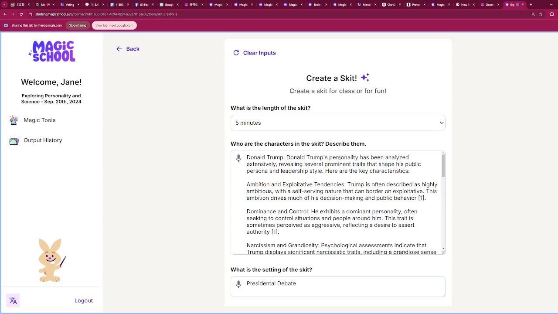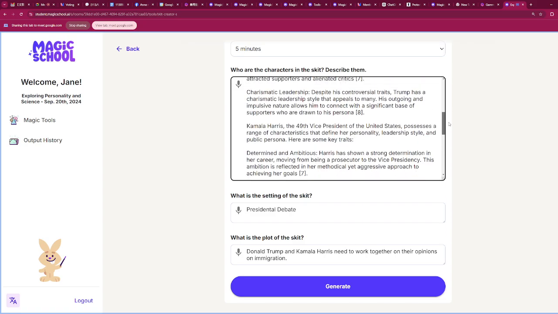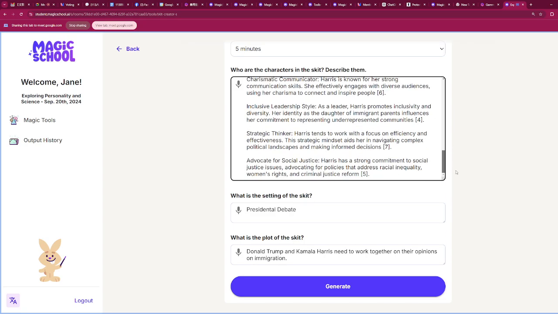right here, Donald Trump's personality has been analyzed extensively, revealing several prominent traits that shape his public persona and leadership style. Here are the characteristics, and so I copied and pasted Donald Trump's characteristics and set it as this, and you need to have a setting for the skit: presidential debate. What is the plot of the skit? Donald Trump and Kamala Harris need to work together on their opinions on migration.